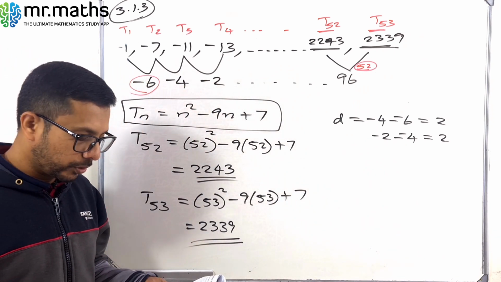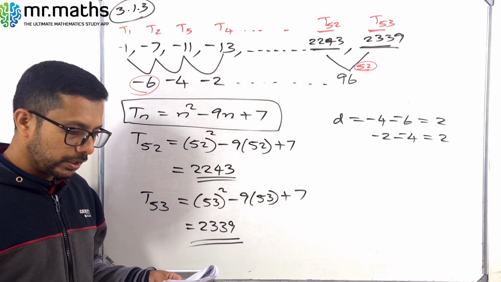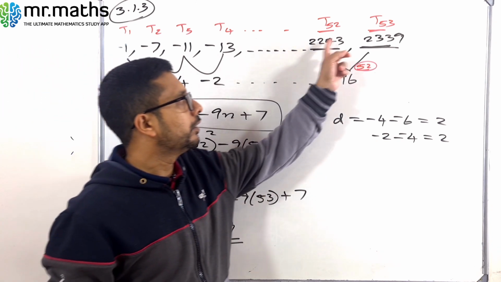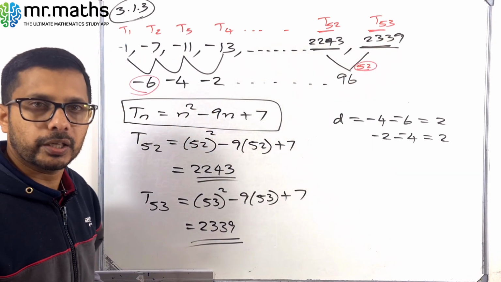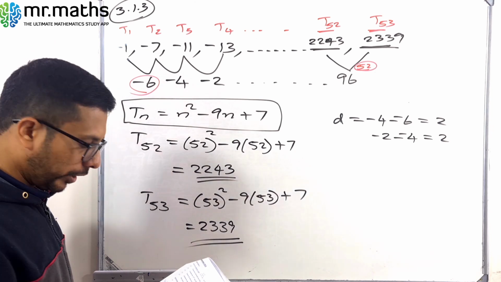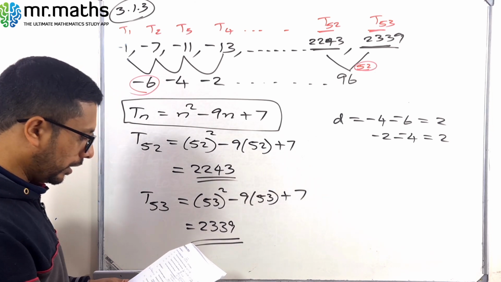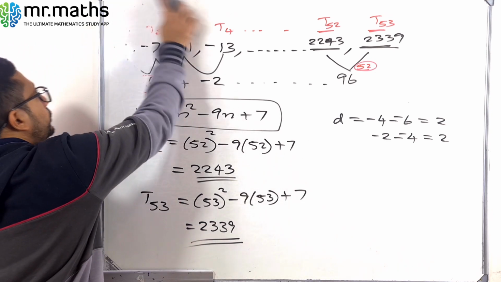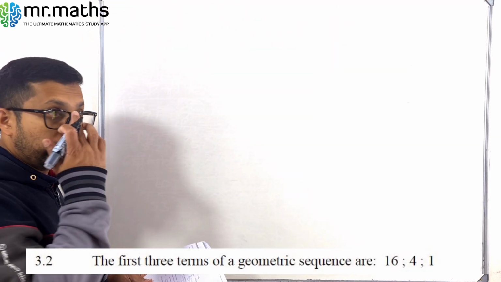Look at the question once more. The first, calculate the values of these two terms. So the values are these two. You understand? Okay, so that is question number 3.1.3. Now let's move to the next question, 3.2.